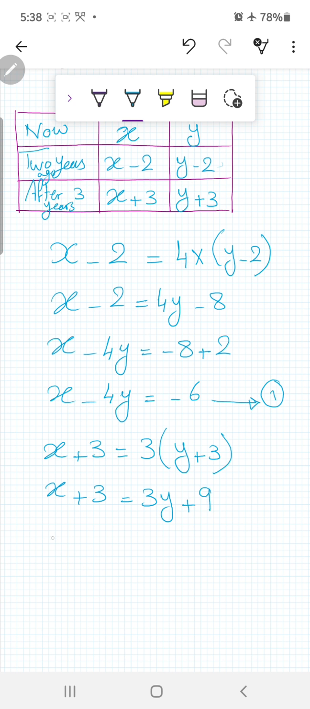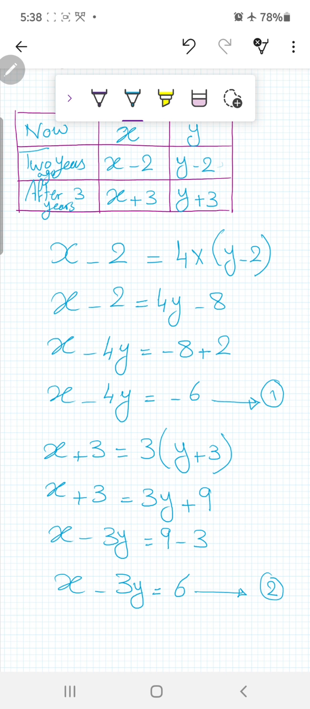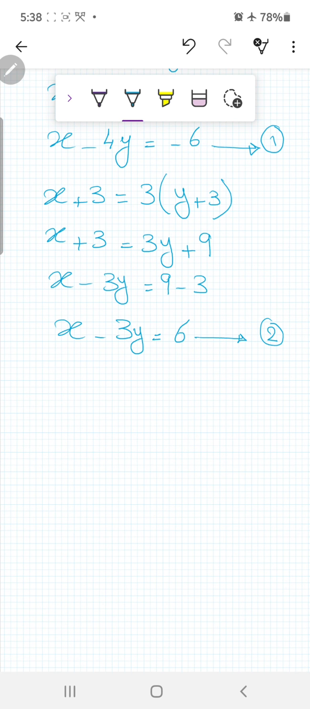Collect x and y together. So x minus 3y equals 9 minus 3. So x minus 3y equals 6, and this is equation number 2. Here we have equation number 1 and equation number 2. How to solve them together? Like lesson 1, by the omitting method.